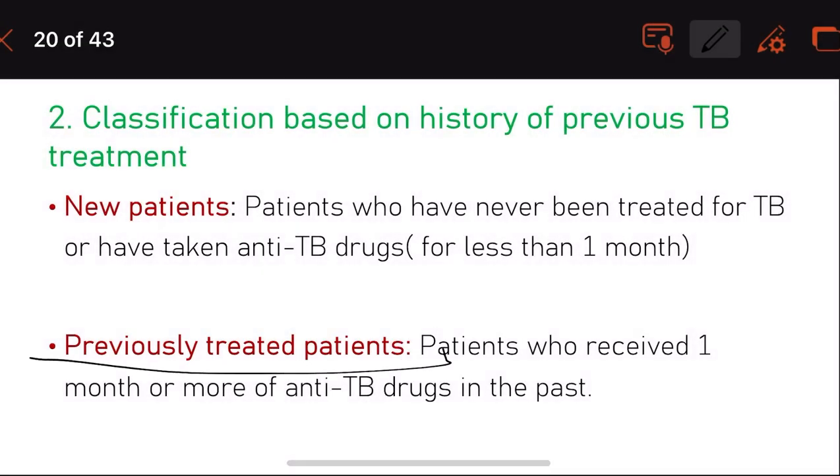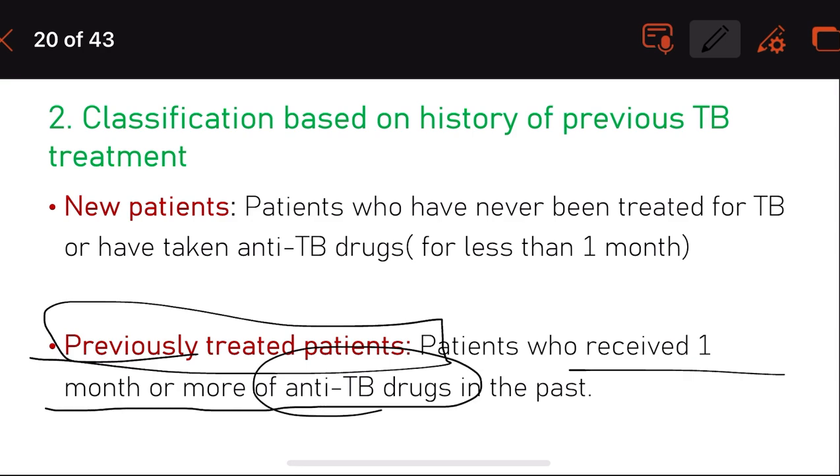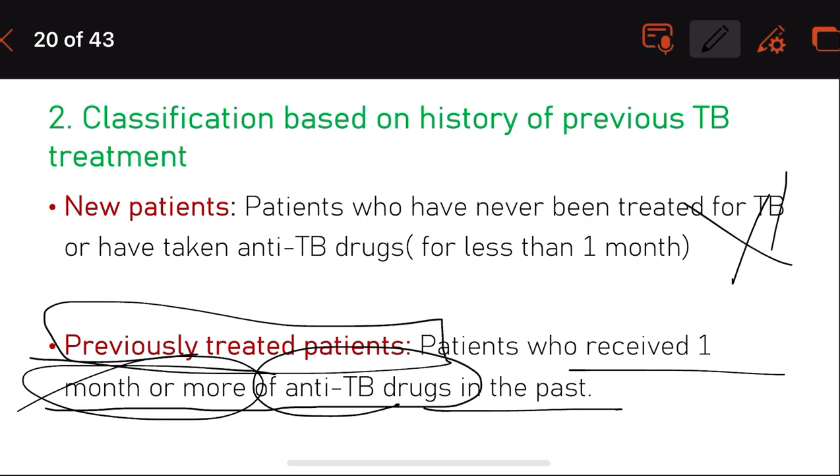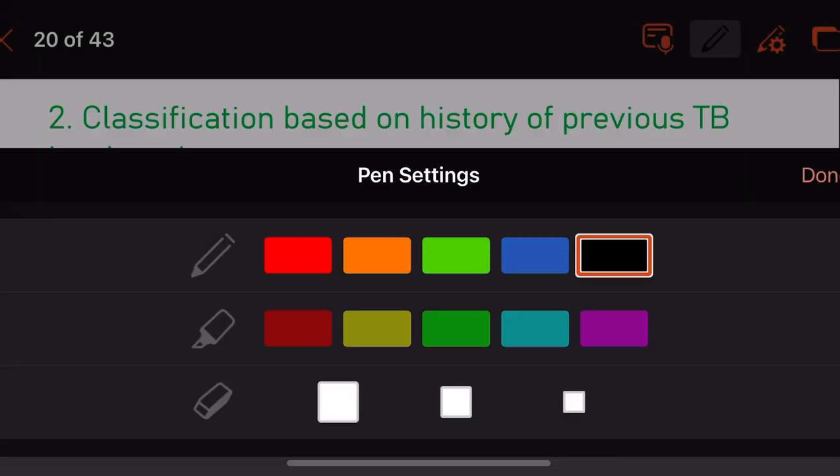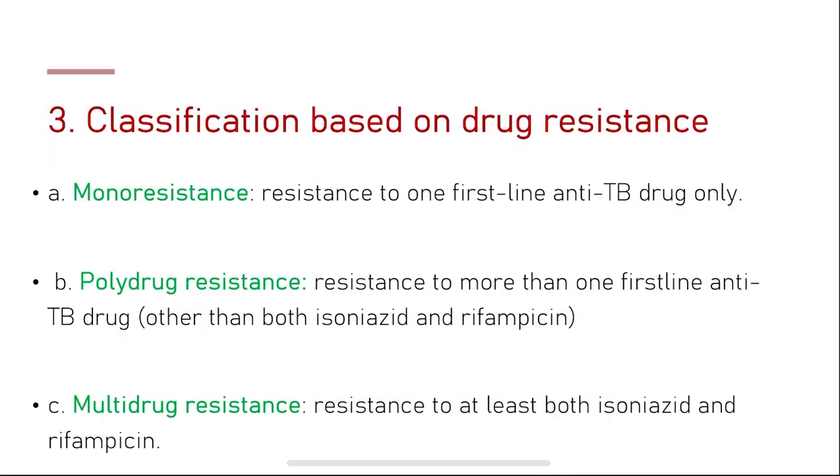Now comes previously treated patients. They are those who have received anti-TB drugs in the past for 1 month or more. They have not received treatment for less than a month. Here they have received anti-TB drugs for 1 month or more. They are previously treated patients.